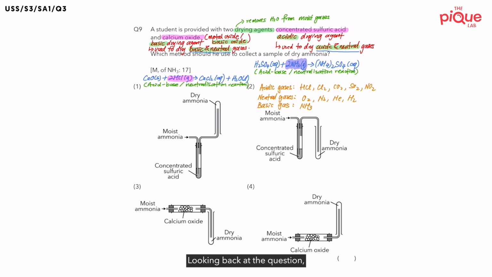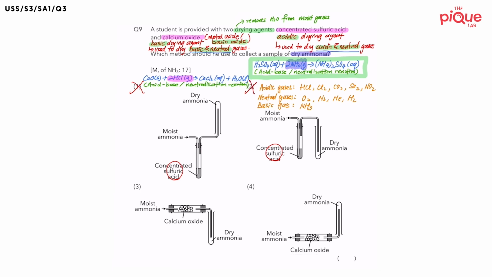Looking back at the question, it asks which method he should use to collect a sample of dry ammonia. As mentioned, concentrated sulfuric acid reacts with ammonia. So, any options which incorporate the use of concentrated sulfuric acid will be eliminated. If you compare the last two options, what difference do you see? Well, that would be the orientation of the test tube. Option 3 illustrates a method known as downward delivery, whereas option 4 illustrates upward delivery.